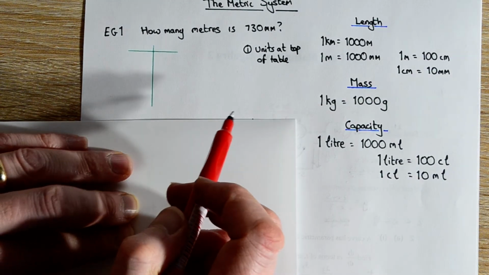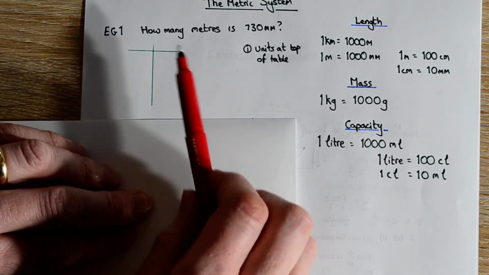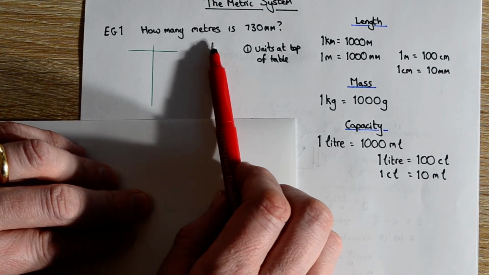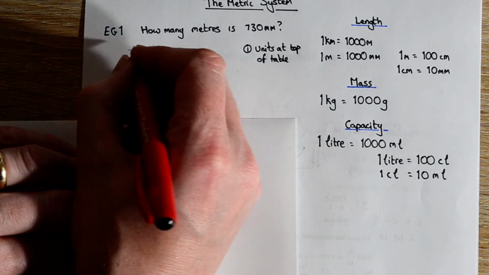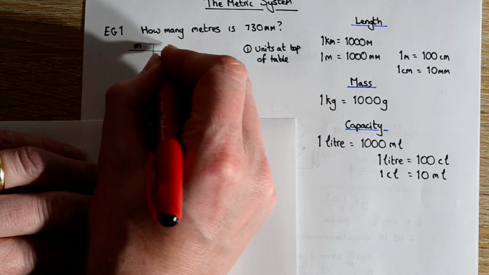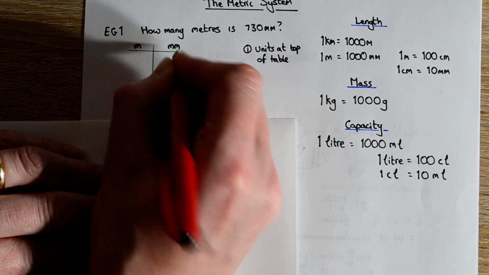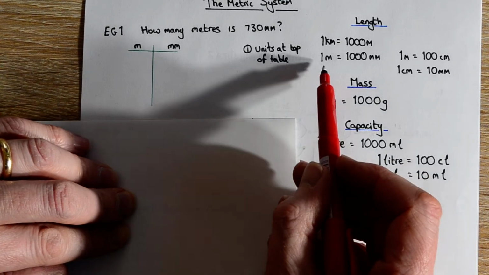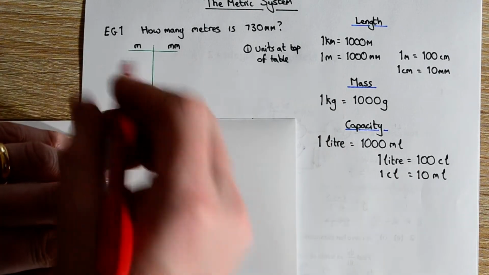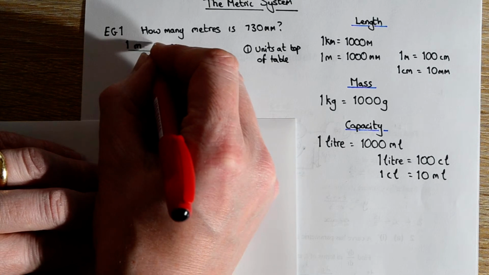So what are the units we're working with in the first example? Meters, and that's millimeters. So we'll put one on one side and one on the other. Now, what's our conversion between meters and millimeters? Here we are. So we'll fill those in.